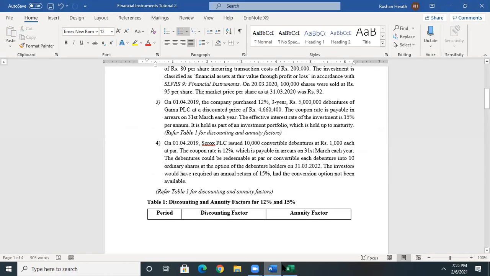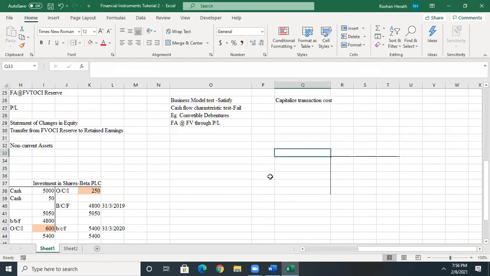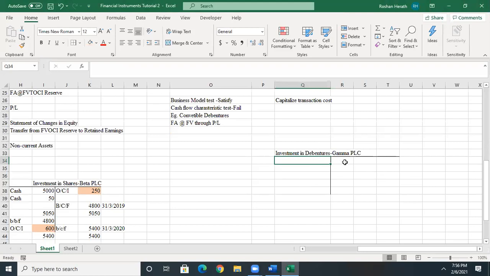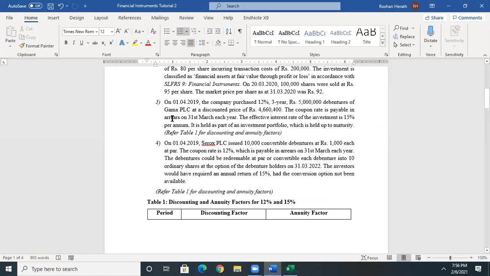This way I was working on that. It's about debentures of Gamma PLC. Investment, debentures, Gamma PLC. Gamma PLC debentures were bought for 4,660,400. It is cash. So no transaction cost in the case. No transaction cost was there.